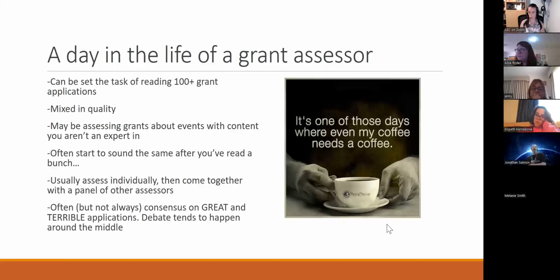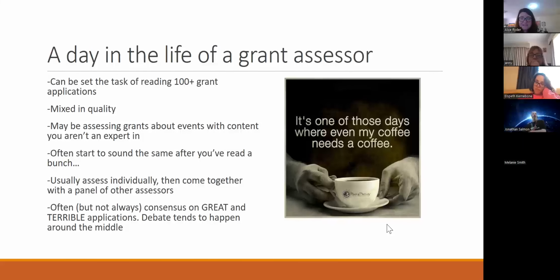on its merits. Usually, but not always, when the people come together, you'll find there's a fair bit of consensus about the applications that really did not fit the remit, so are very unlikely to get funded. And there's also usually pretty good consensus about the ones that absolutely nailed it. The debate usually happens around the middle, those border cases of which grants should make the final cut.